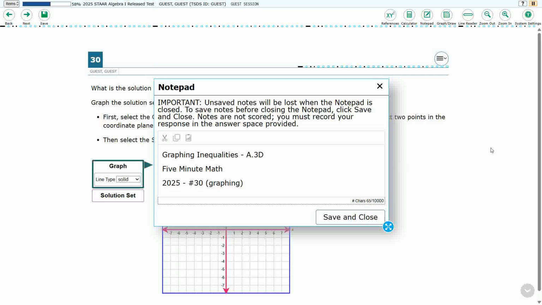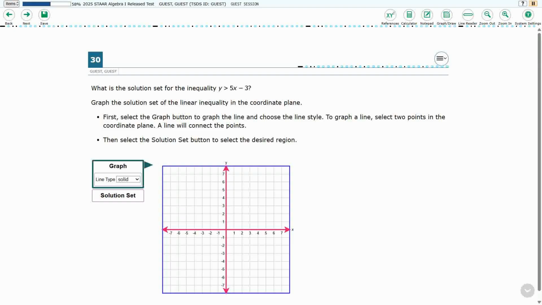Today we are looking at the Algebra 1 concept of graphing inequalities. This is standard A.3D in the great state of Texas, and we are using item number 30 of the 2025 release STAAR test. This is a new item type called graphing. If you haven't done so already, please go ahead and take a moment to pause the video, work this problem out on your own, unpause it, and we will look at our answers together.